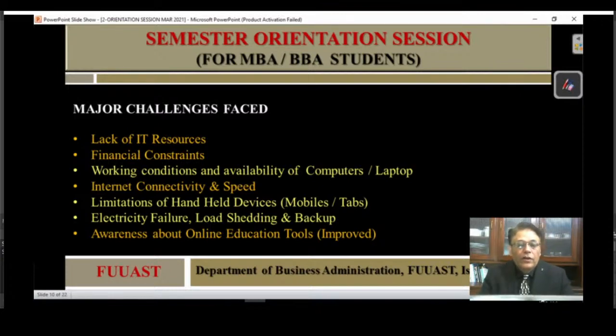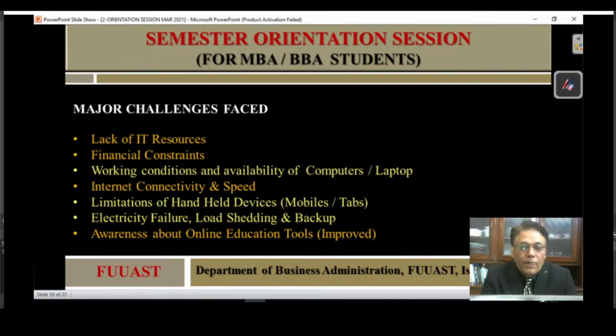Well, first of all, the major challenge that we have faced during this time was the lack of IT resources. No doubt, the computers, the laptops and internet facilities remained a major challenge throughout this time. And rather, I would like to say that these computers, the ones I have been using, are depreciating as well. They need upgradation, they need replacement.